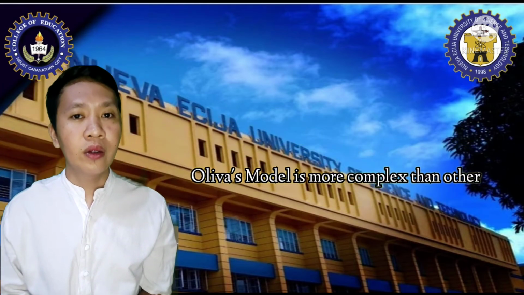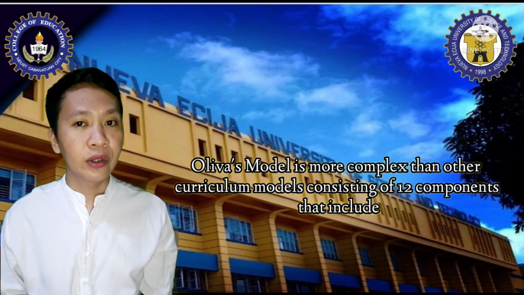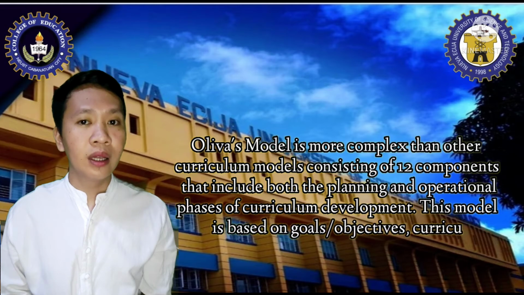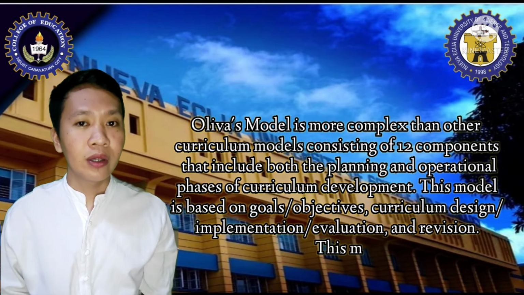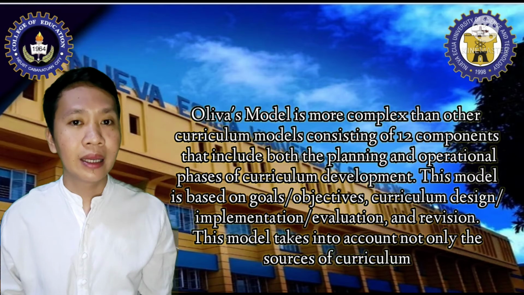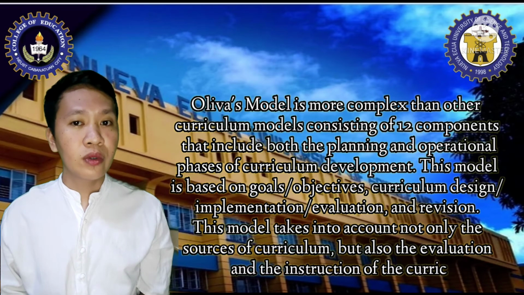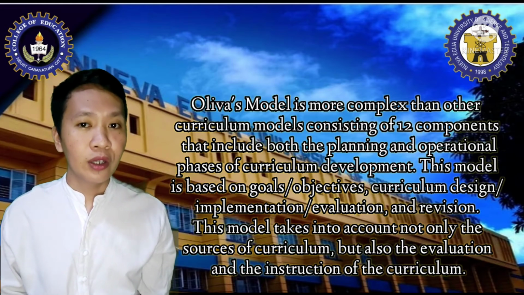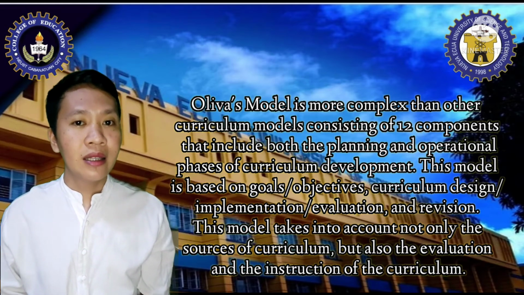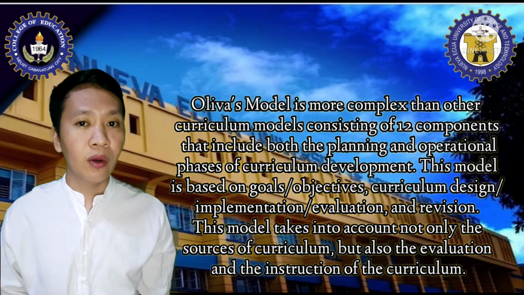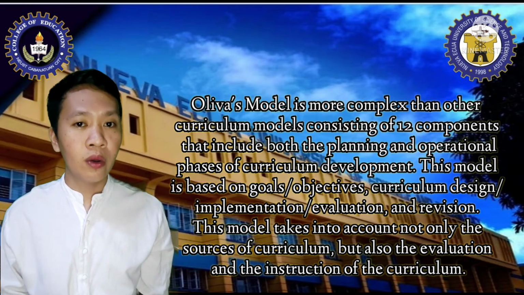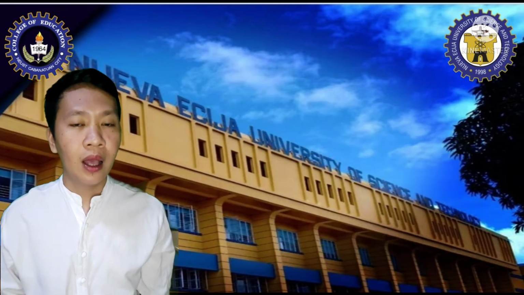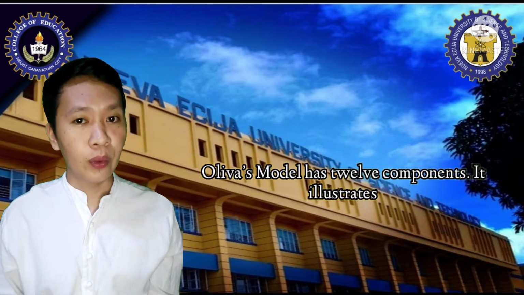Oliva's model. Oliva's model is more complex than other curriculum models, consisting of 12 components that include both the planning and operational phases of curriculum development. This model is based on goals, objectives, curriculum design, implementation, evaluation, and revision. This model takes into account not only the sources of curriculum but also the evaluation and the instruction of the curriculum. Oliva's model has 12 components.